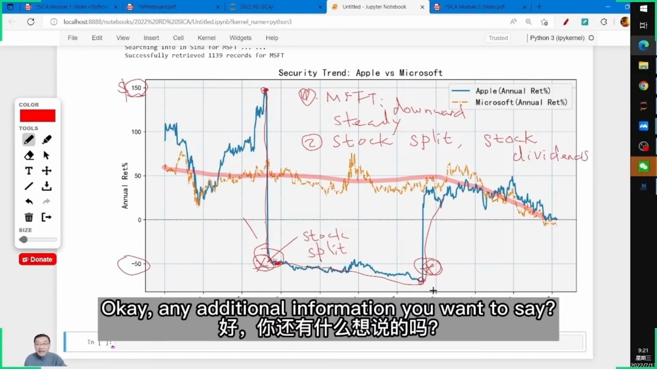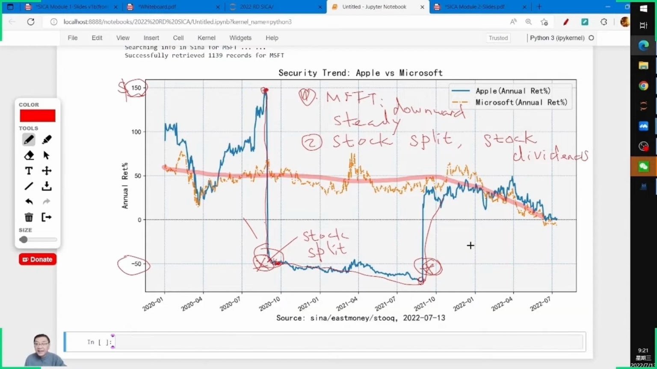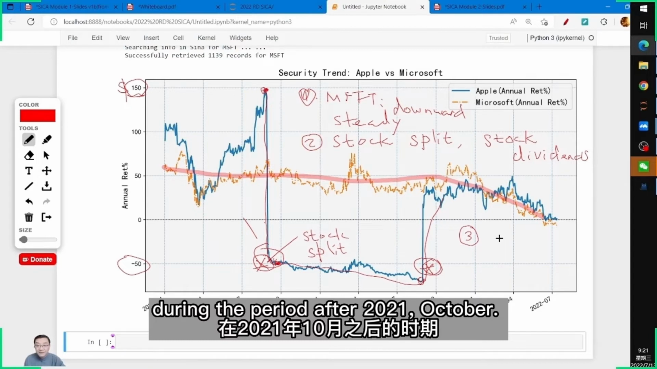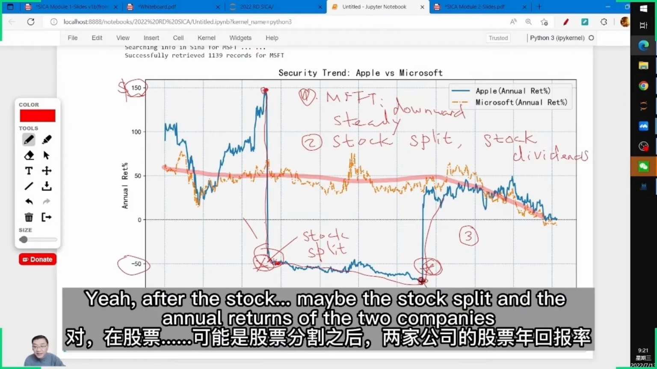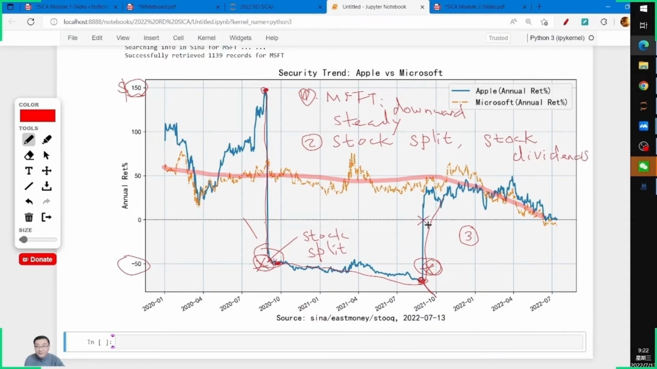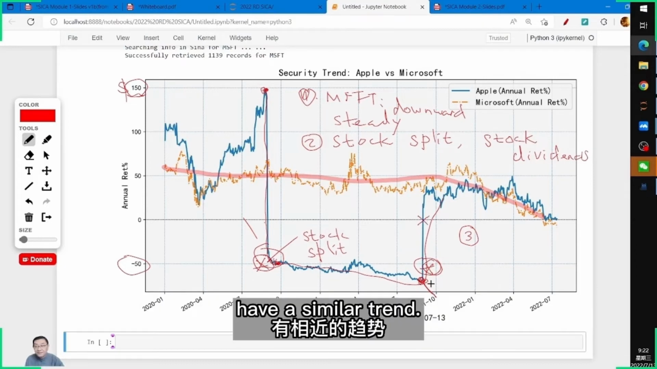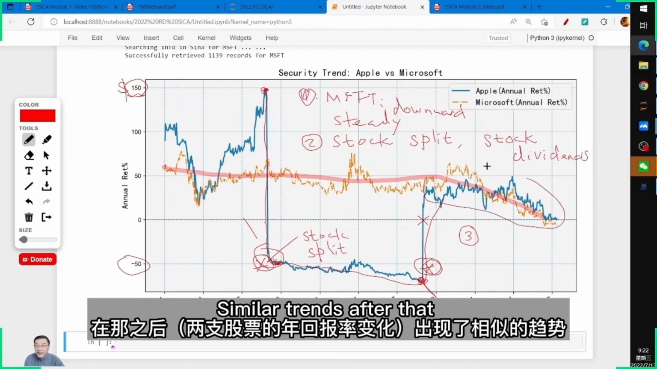Okay. Any additional information you want to say? Well, I think during the period after October 2021, right? After maybe the stock split, the annual returns of the two companies have a similar trend. Similar trends. Okay. Similar trends after that.